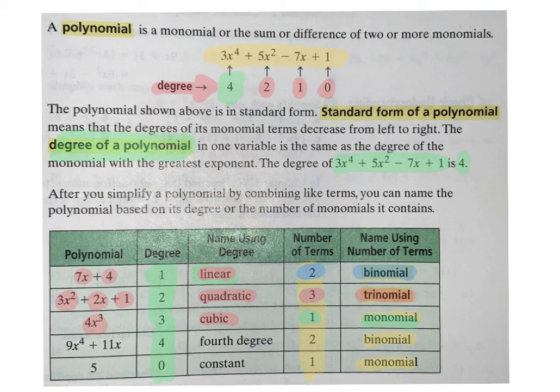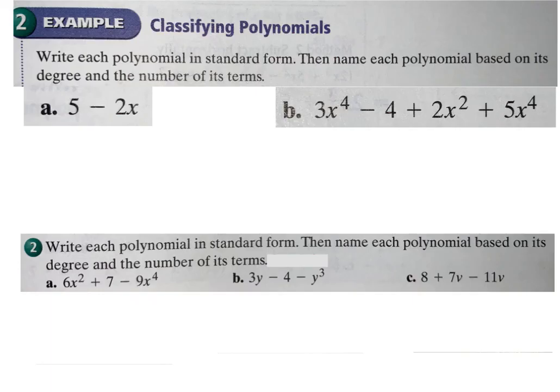All right? Let's look at classifying. So the first thing they want us to do is write it in standard form, and then name it based on the degree and the number of terms. So standard form, that means highest degree to lowest. The degree of this 5 is a 0. The degree of this negative 2x is a 1. So if I wanted this in standard form, I would write negative 2x plus 5.